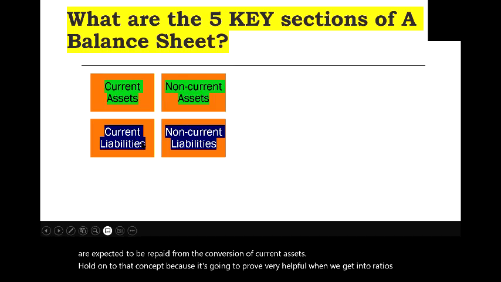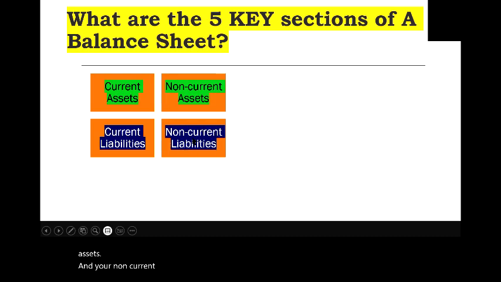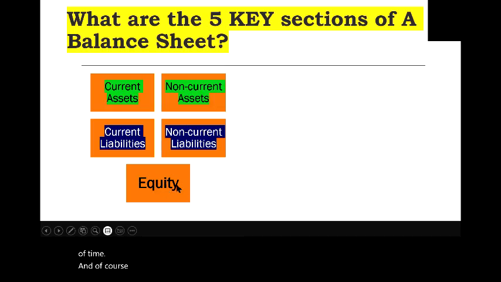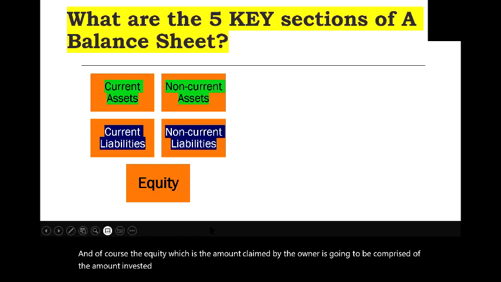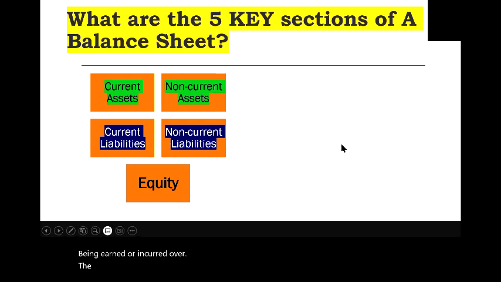So current liabilities are those liabilities that are expected to be paid from the conversion of current assets. And your non-current liabilities would be those that are going to be repaid over a longer period of time. And of course, the equity, which is the amount claimed by the owner, is going to be comprised of the amount invested by the owner plus or minus any profit or loss that would have been earned or incurred over the life of the business to date.